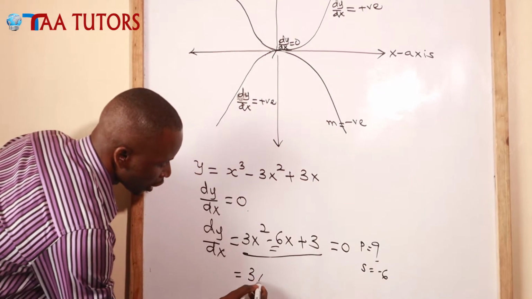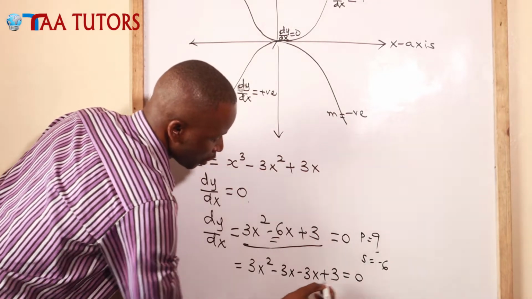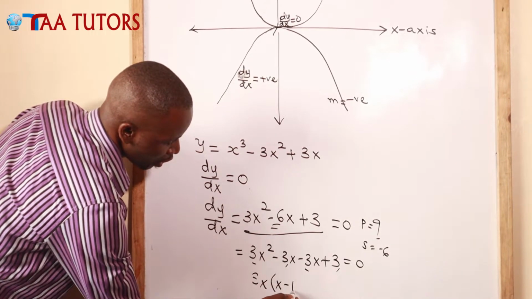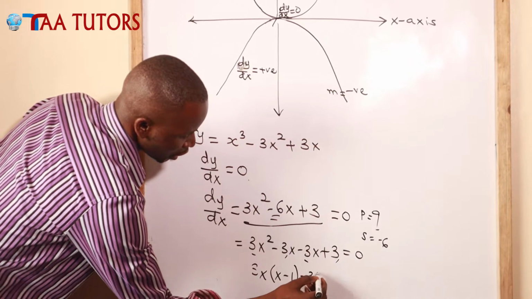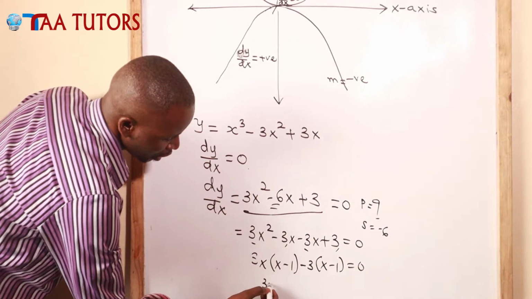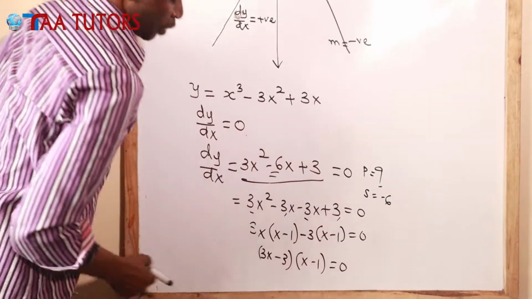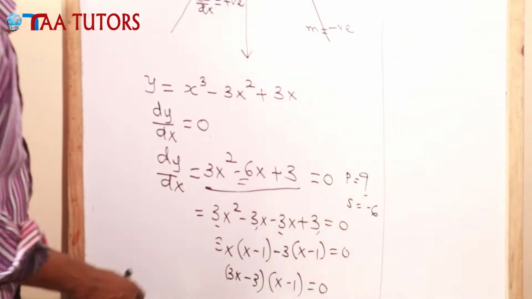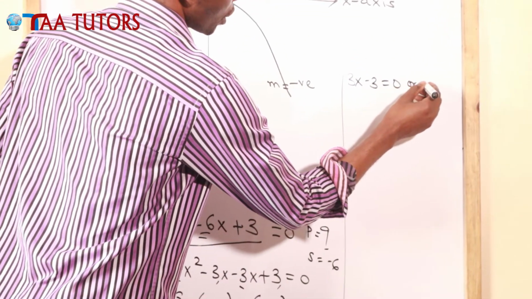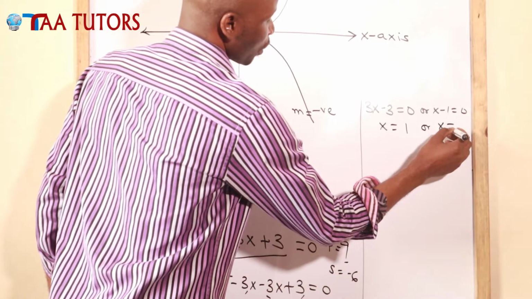So we say this is 3x squared minus 3x minus 3x plus 3 equals 0. Group these two. This will be 3x into x minus 1, minus 3 into x minus 1, equals 0. So we can say that this is 3x minus 3 into x minus 1 equals 0. Therefore 3x minus 3 equals 0, or x minus 1 equals 0. In this case, x equals 1 or x equals 1.